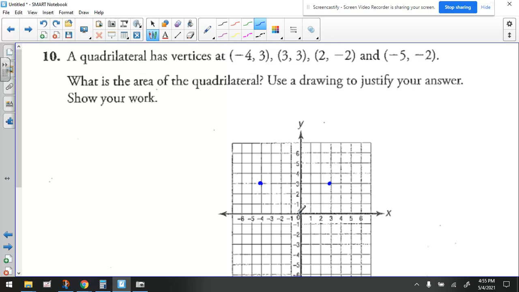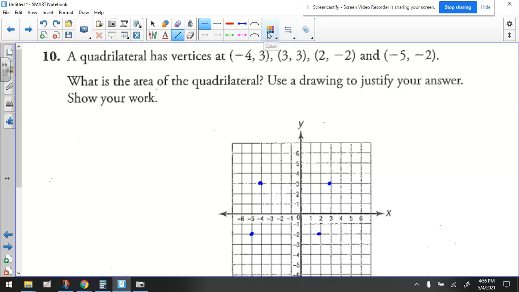Over 2, down 2. And (-5, -2). That means left 5 and then down 2. All right, let's connect the points. I'll use my line tool.